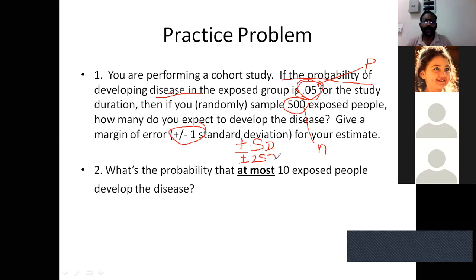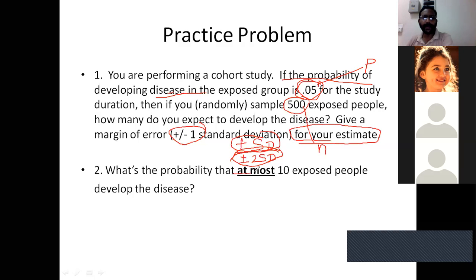That is 2 into standard deviation. So that is also possible, and that is more accurate. This is much wider, right? We will see that later once we do the calculation. Give the plus or minus one standard deviation for your estimate.